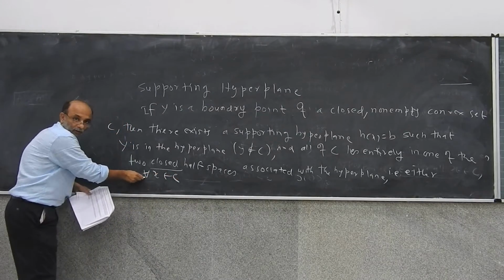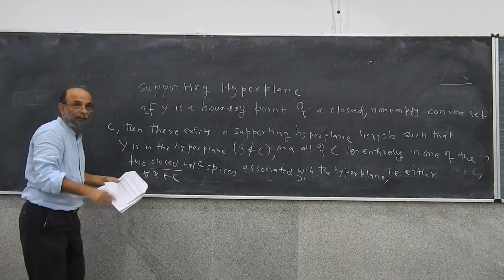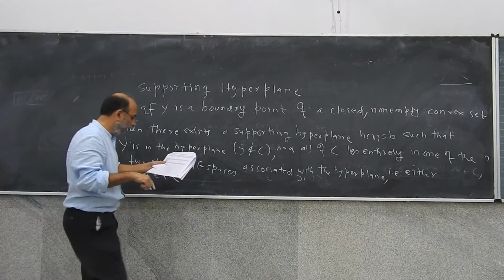This means for all x belongs to C. This triangle means for all. Okay, for all x belongs to C.